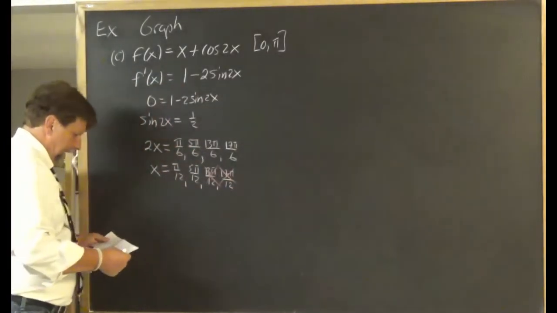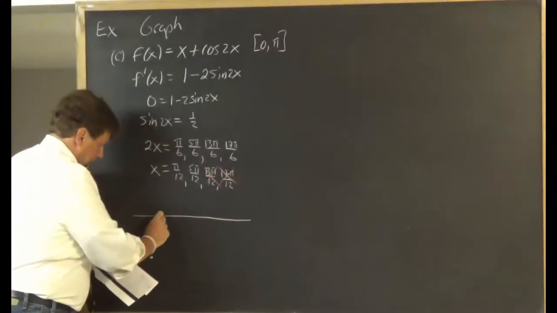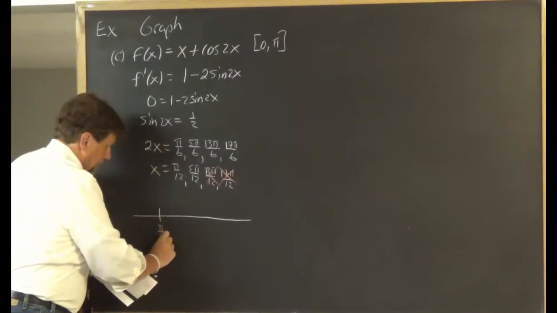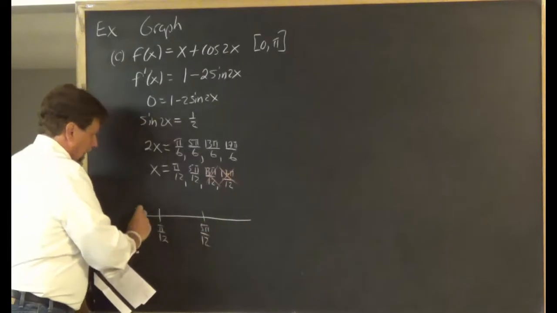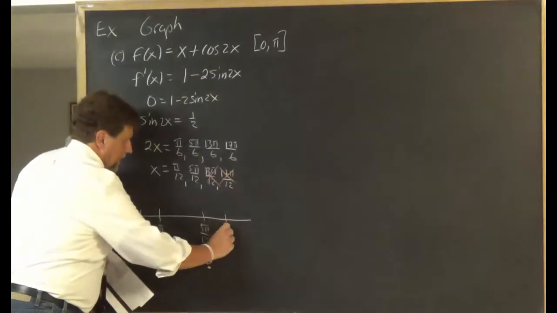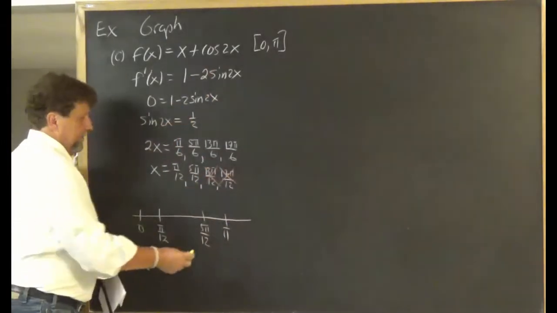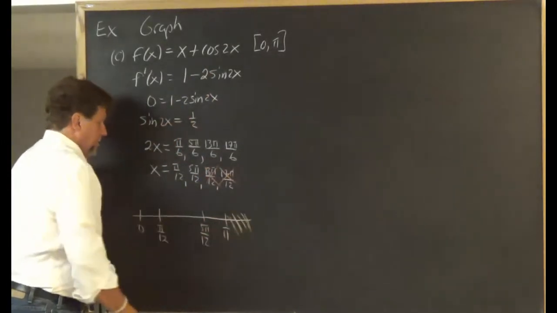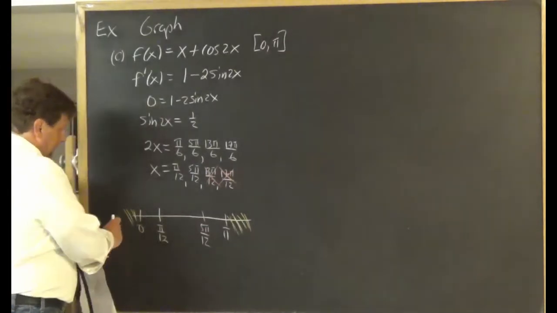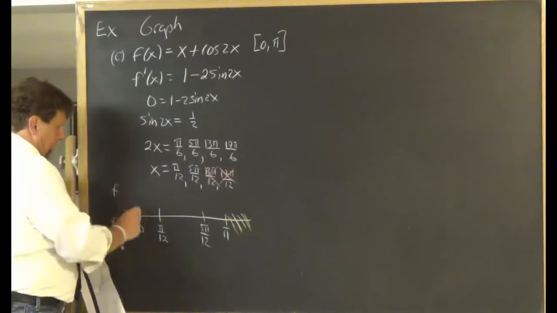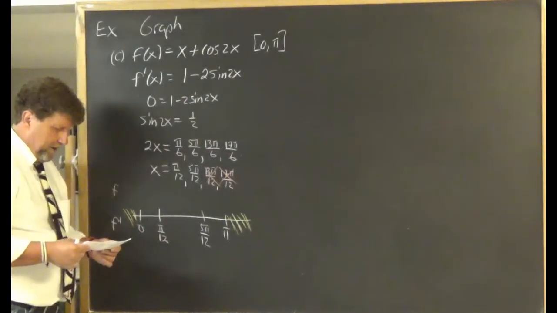So I make a sign diagram. On the sign diagram, I put pi over 12, 5 pi over 12. I also put 0 and pi because we're only on the closed interval 0 to pi. We don't care what's happening to the right of pi. We don't care what's happening to the left of 0. So I put my f prime here and my f here, and I have to think of a number that's between 0 and pi over 12.